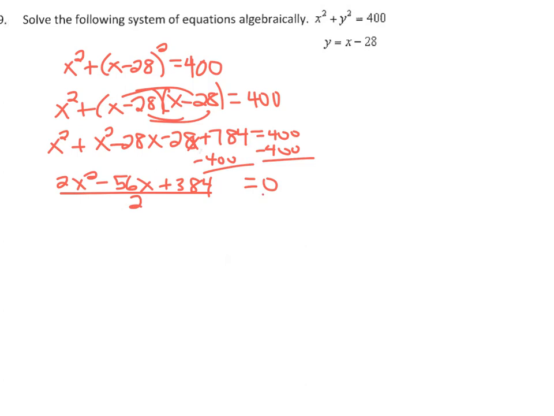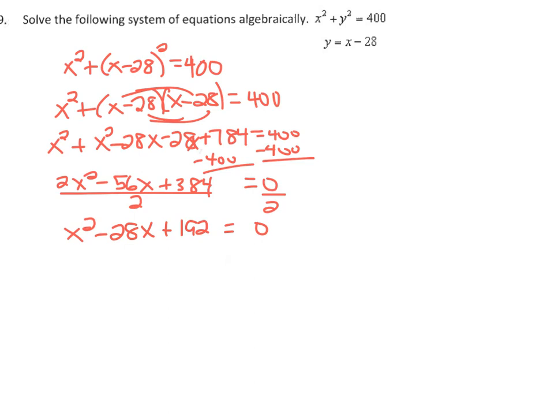And that's going to make our life so much easier when it comes to factoring when we have a 1 in front of the x squared. All right, so now I'm going to just divide each of these numbers by 2. So negative 56 divided by 2 is negative 28. So we have negative 28x. And then positive 384 divided by 2 is 192.